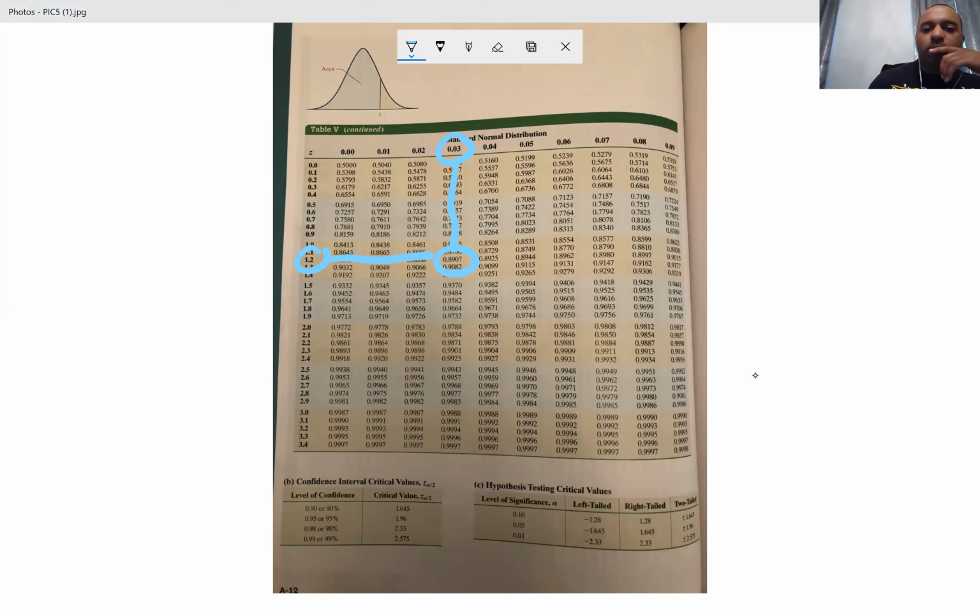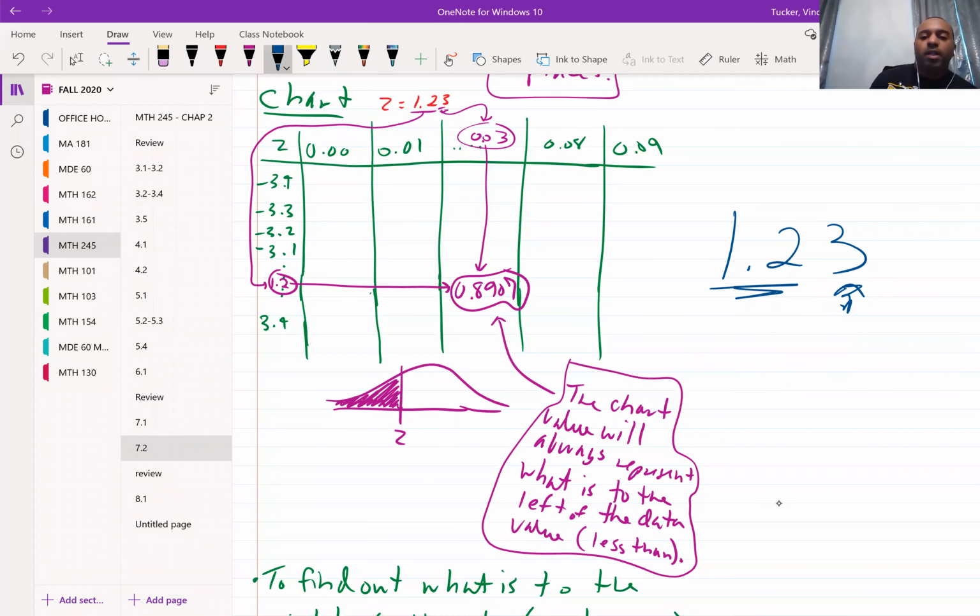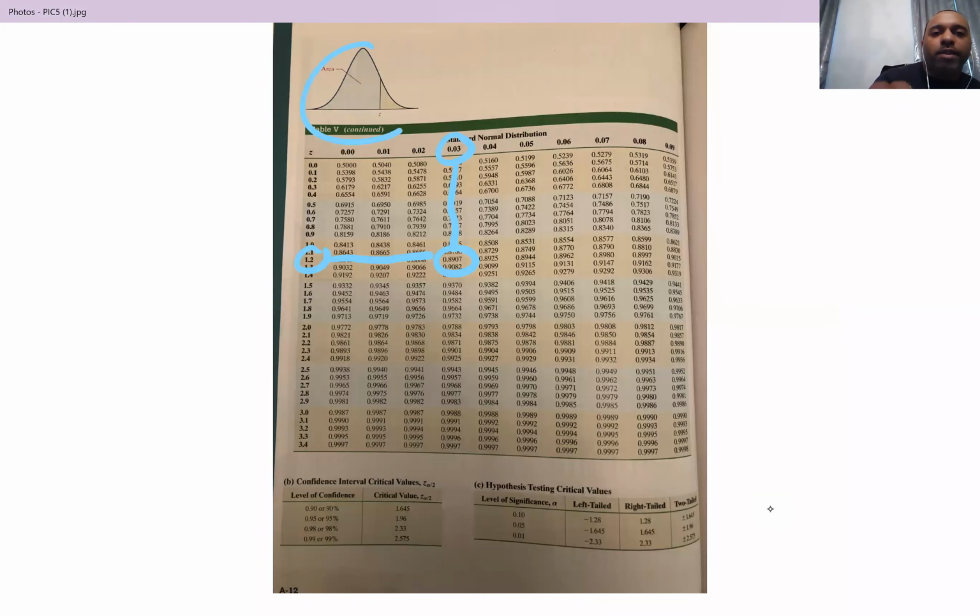Let's go back to the notes. So the chart value will always give, and I didn't emphasize that when you look at your picture, notice you have this right here that lets you know that this chart will always give you what's to the left of your data value, or what's less than your data value. So if you were to Google z-score charts, all charts aren't the same. They give you the same values if you know how to use them, but they don't give you the same numbers initially because it depends on how they're set up. So this one is set up to always give you what's to the left of your z-score value.